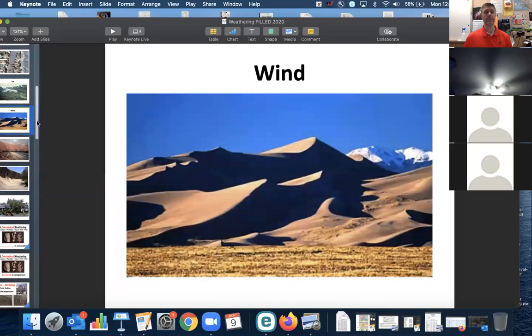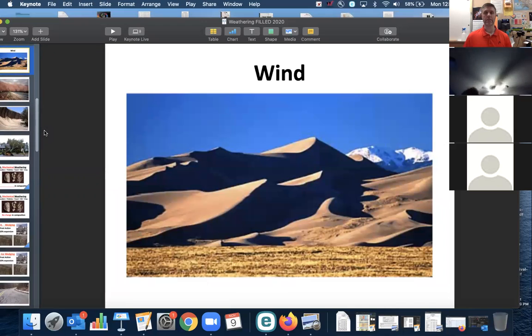Wind is the second biggest agent of erosion, with water being the first and wind second. So here we have the picture of some sand dunes, as the sand is blown around by the wind. Sand is typically the largest size sediment that's moved by wind on a normal basis, not like 200-mile-an-hour tornado winds that are moving larger rocks and larger debris and larger sediment, but normally sand is the biggest size sediment that's going to be moved by wind.